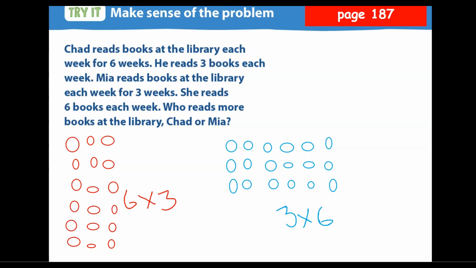Okay. I have 1, 2, 3, 4, 5, 6, 7, 8, 9, 10, 11, 12, 13, 14, 15, 16, 17, 18. Okay. 3 times 6 is 18. 6 times 3 is 18. Okay. So they both read the same amount of books.